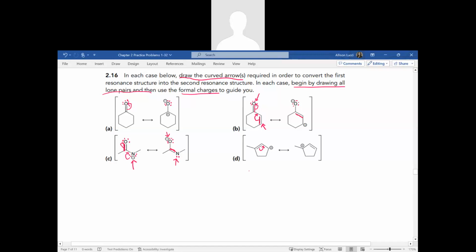And in our last molecule, D here, we see that the electrons in the pi bond move over to the other side. So we end up moving that +1 charge from that carbon there to this carbon over here. So this is the answer to question 16 from chapter 2. We'll continue with the next question next time.